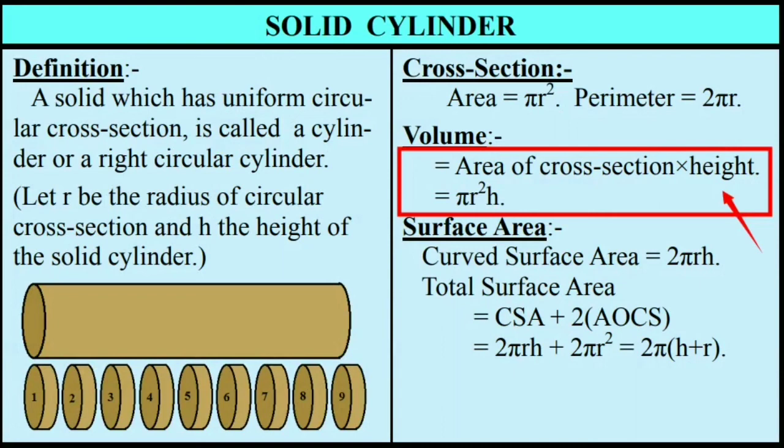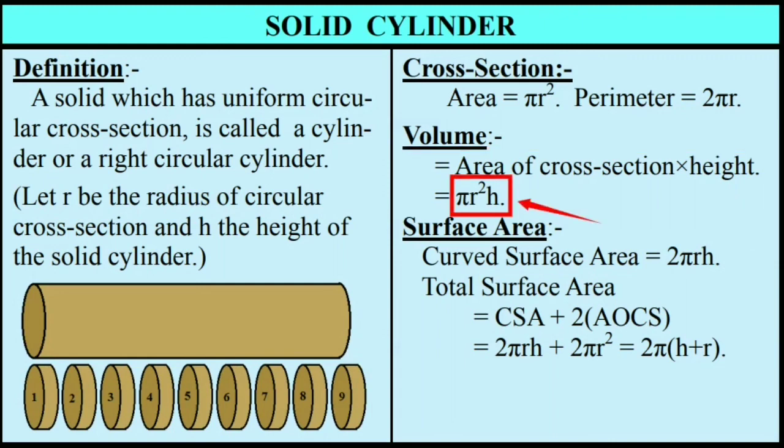Next is volume of a solid cylinder. As we know, its circular cross section is uniform. Hence, the volume of the object is area of cross section multiplied by height, and area of cross section is pi r square and height is h. So finally, volume of a solid cylinder is pi r square h, where r is the radius of its uniform cross section and h is the height of the cylinder.